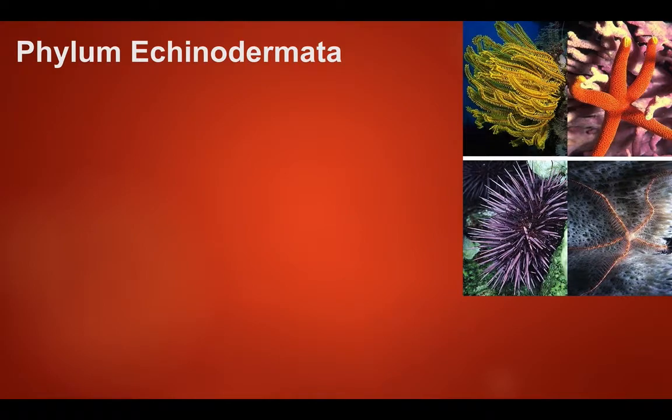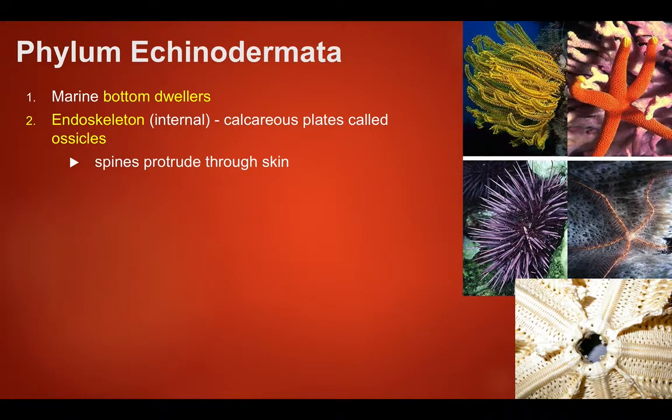All right, we're going to finish up our section on invertebrates, and the last phylum we have to go over is the phylum Echinodermata. This is going to include things like sea stars, sea urchins, bristle stars, and we'll go over each one of those classes as we go through the lecture today. So for the phylum Echinodermata, they are marine bottom dwellers. This means you're going to find them in saltwater ecosystems and usually on the bottom of the ocean floor.